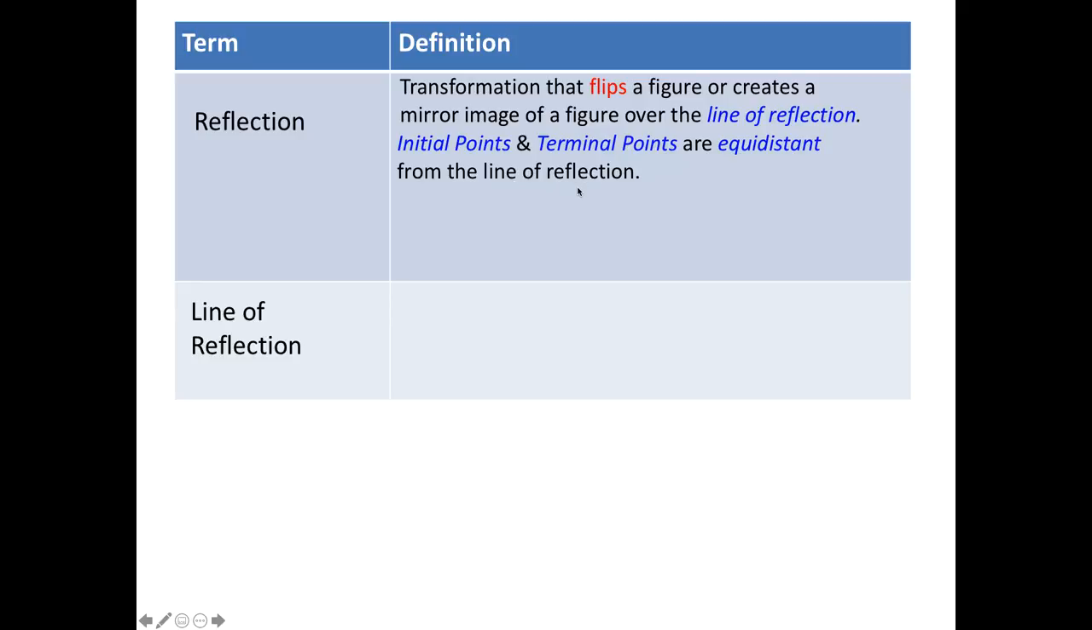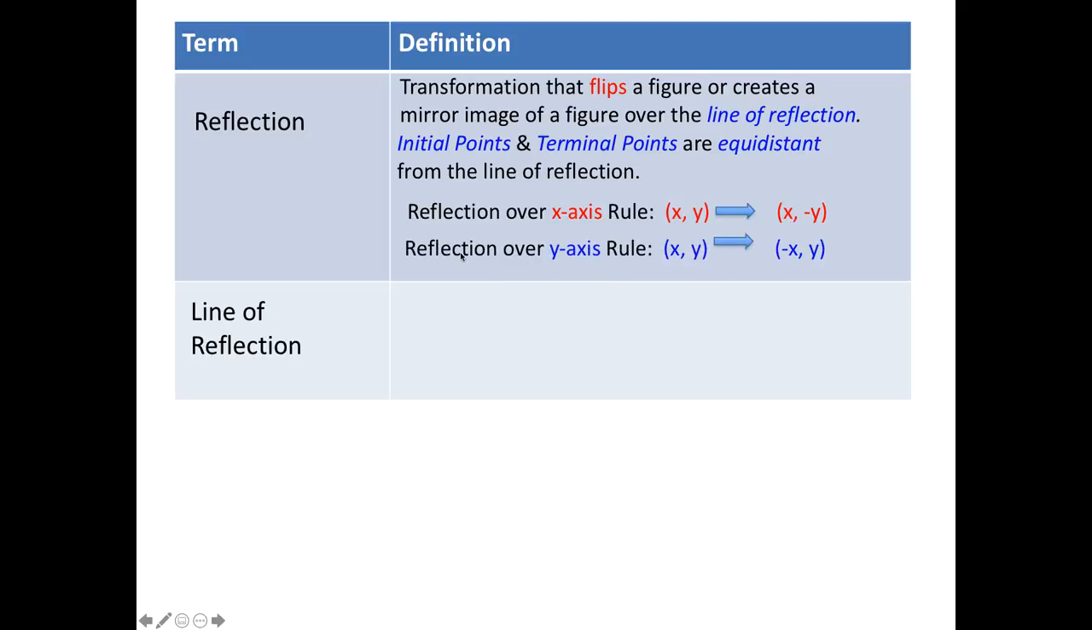A lot of vocabulary. A reflection over the x-axis rule is (x, y) converts to (x, -y). And when you reflect it over the y-axis, the rule is (x, y) converts to (-x, y). There's always a mathematical rule, and I want to show you these. If you don't understand what these are right now, that's okay. You probably shouldn't understand them right now, but moving forward, it might make it a little bit easier for you.